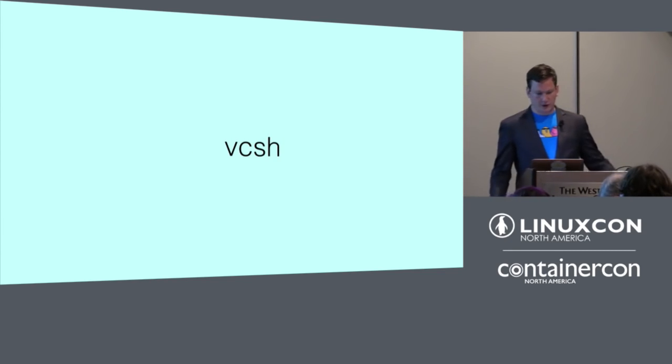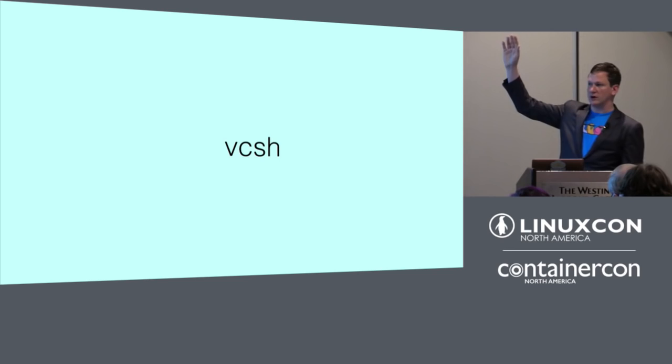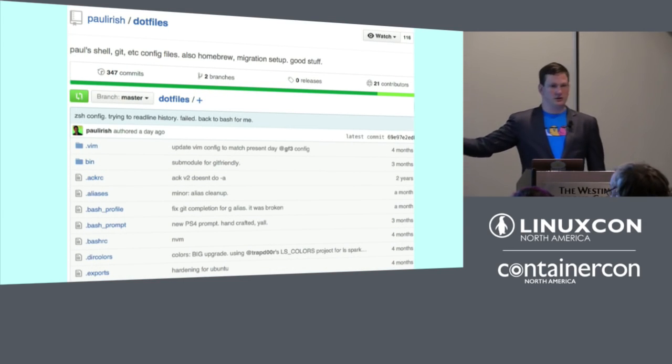One more tool that I do want to point out is called VCSH. It was written by a different Debian developer, and the stern German friend pointed it out to me. Who here has a global .files repository that they wind up keeping somewhere? Yeah, okay, so it's a fairly common approach. It often looks a lot like this.